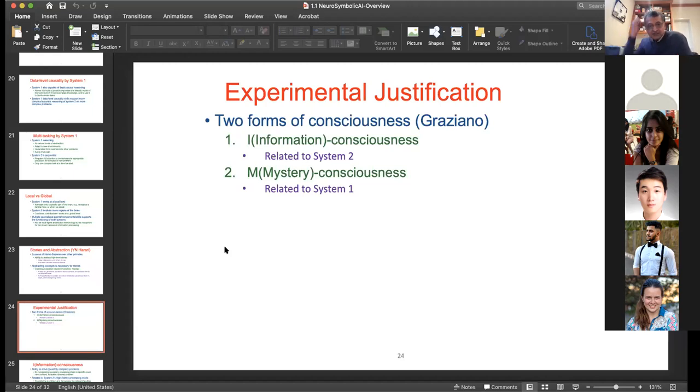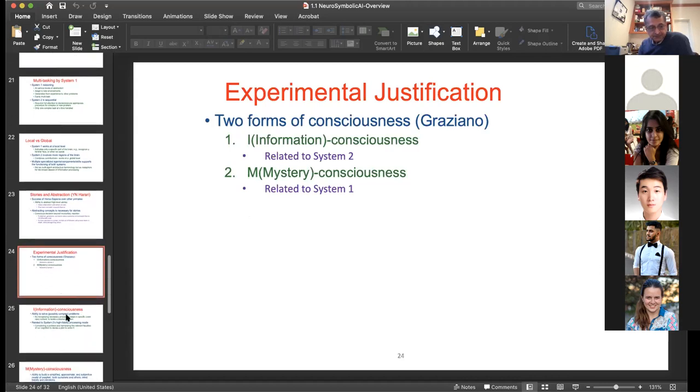Whereas system 2 is information consciousness. We're saying we do this because this is the logic and so on. So that is information, information is being passed along. One is information, the other one mystery. Mystery, you can think of it as system 1, and information is system 2.